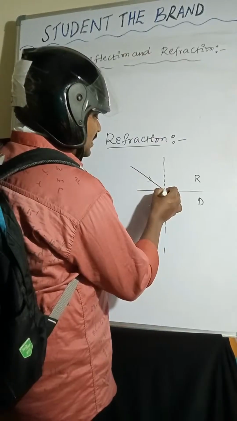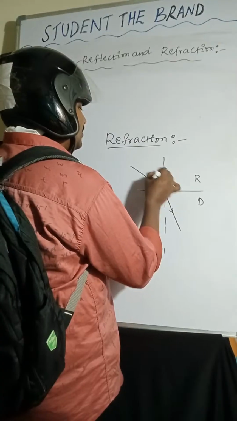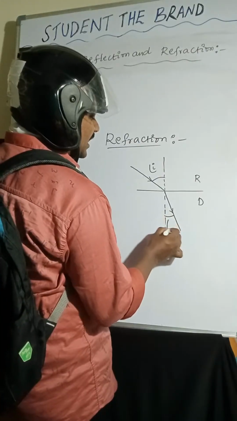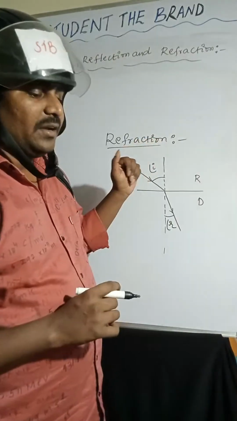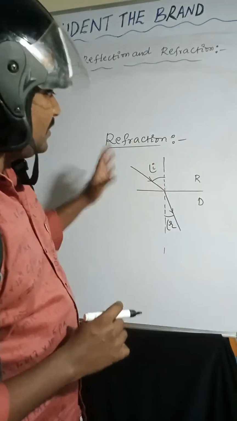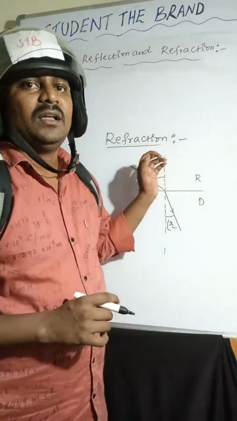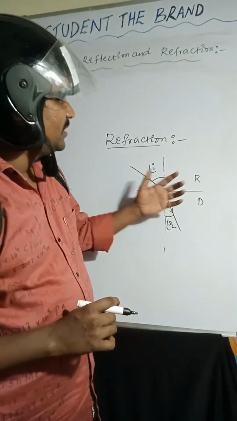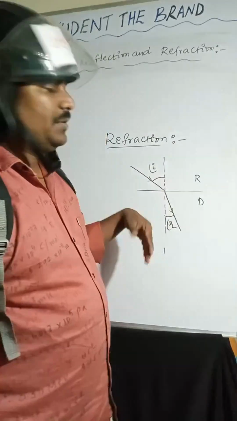If the light ray is moving from rarer to denser, the angle between the incident ray and normal line is called the angle of incidence. The angle between the refracted ray and normal line is called the angle of refraction. Here you can observe carefully, if the light ray is passing from rarer to denser, it bends towards the normal line because speed is decreasing. That's why it is moving towards the normal line.